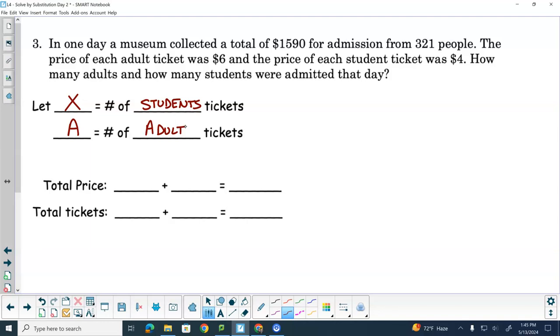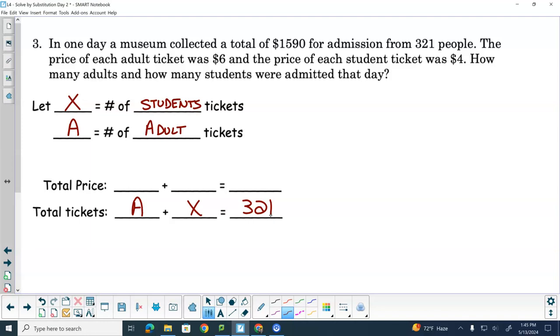So we're going to go back to this first equation, and you're going to give me a total tickets sold equation based off of our variables and what's written in the first sentence. How many people are there? 321. So A plus X is equal to 321.